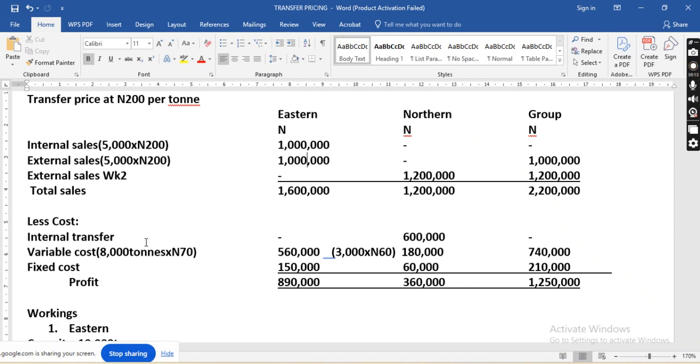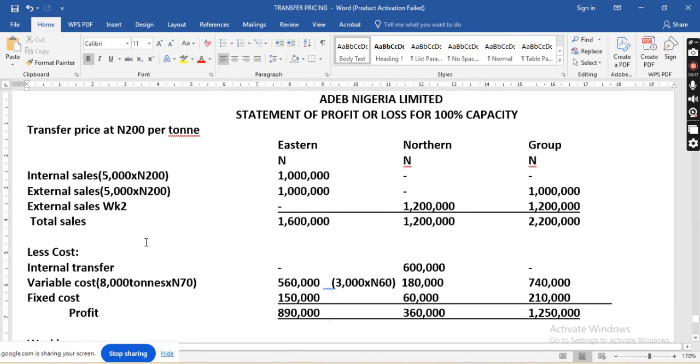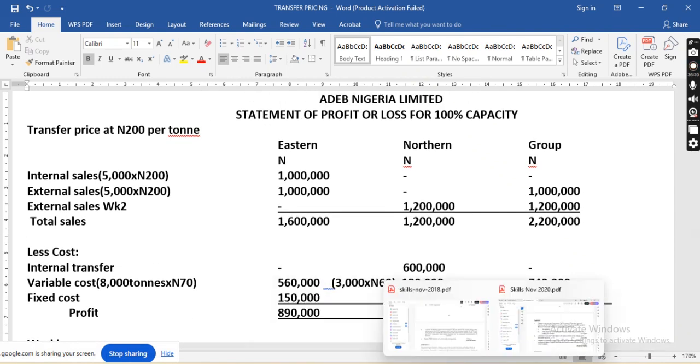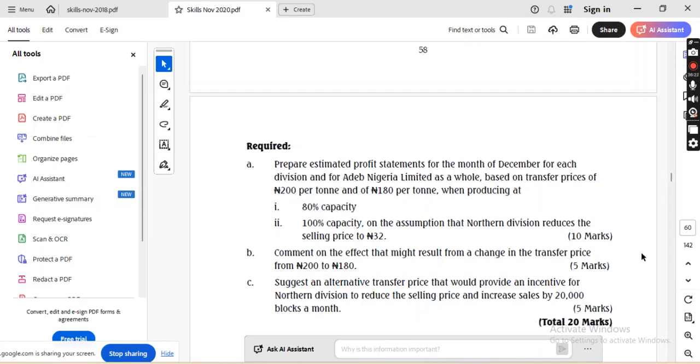Okay, class. So they have full capacity. Now, the question did not say they should use transfer price, so you must do the headings based on the 200 naira per ton and 180. Why they say assuming that it will reduce to 32 is because they want to know the number of cones the northern division will get from the selling division.